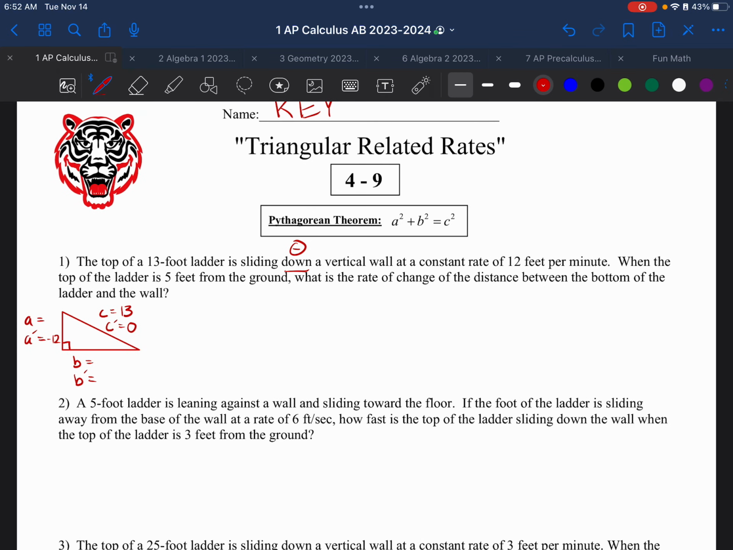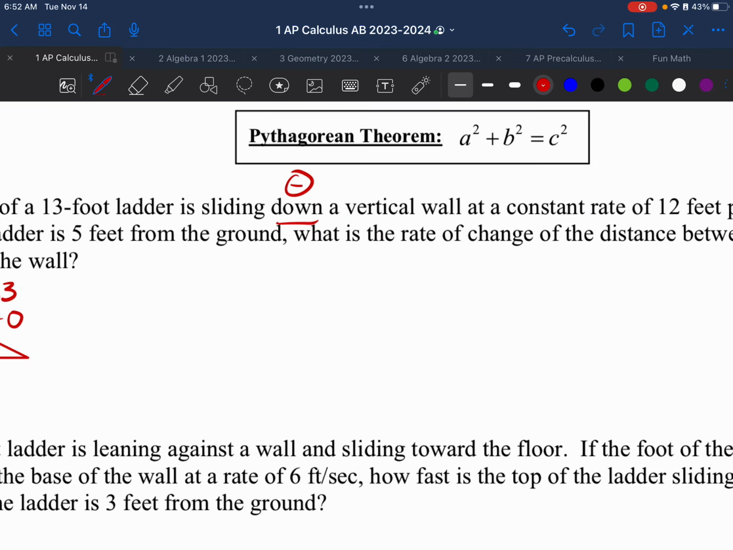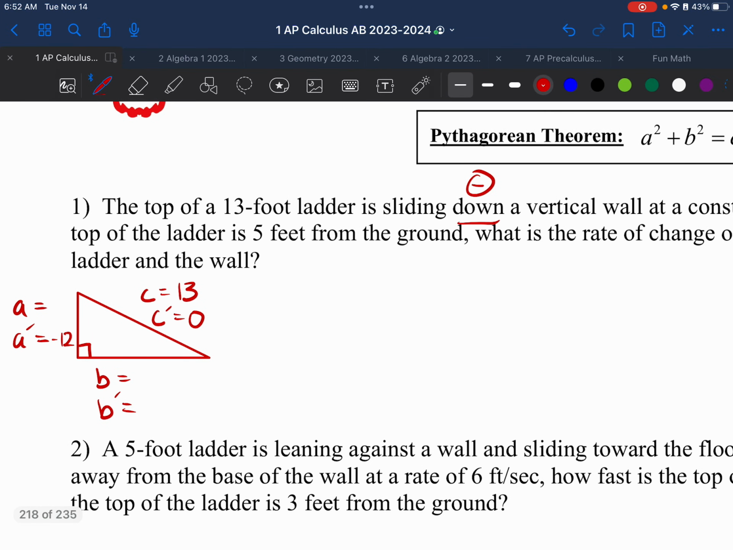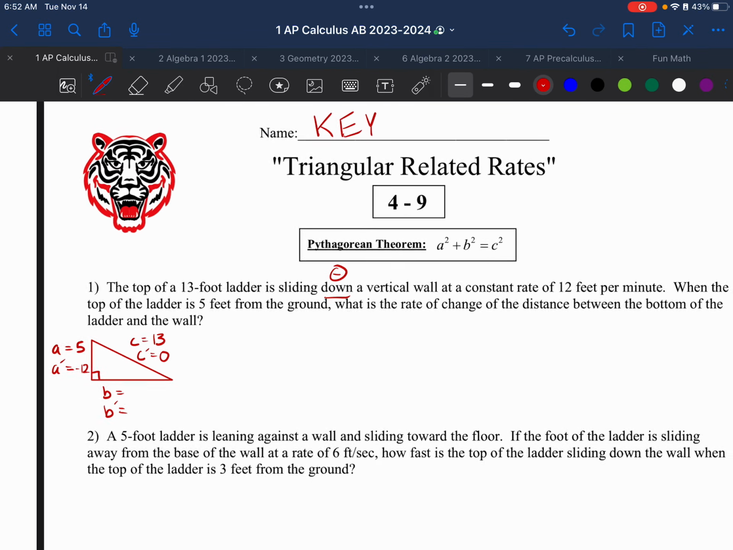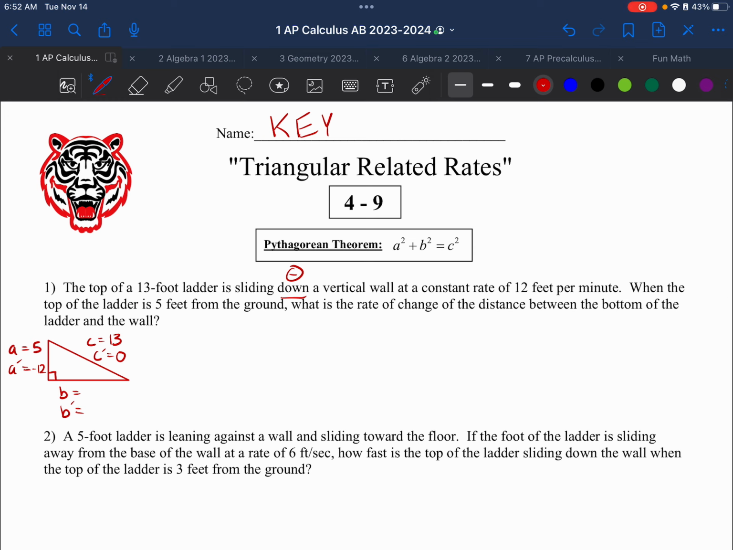What else do we have? When the top of the ladder is 5 feet from the ground. So 5 feet up from the ground means A is a 5. What is the rate of change of the distance between the ladder and the wall? So I'm looking for a B prime here. That's our unknown. Generally the way that we solve each of these problems is we need to solve for every single one of these variables except for this one. So I first need to find B, and then I'll be able to find B prime.